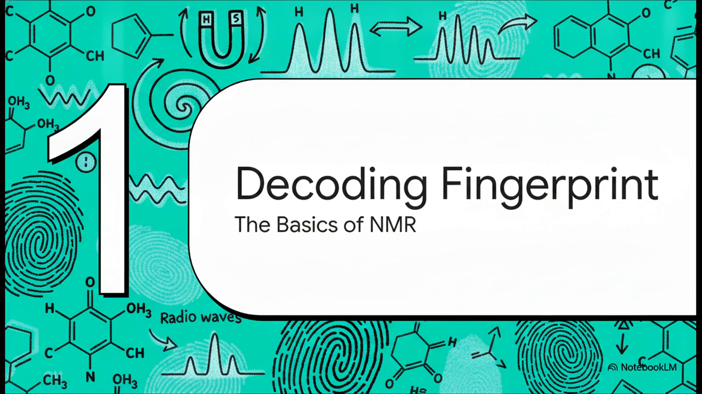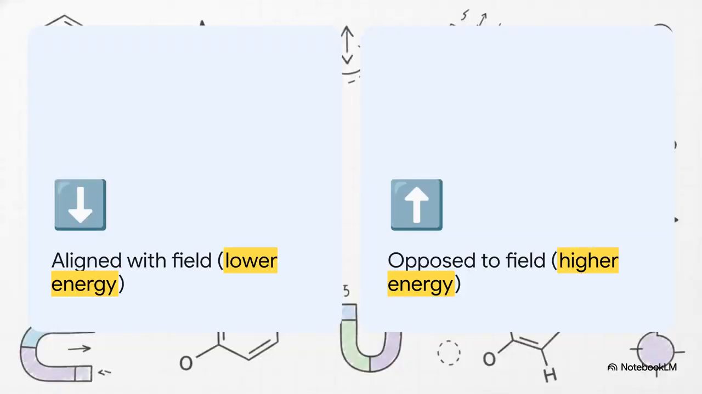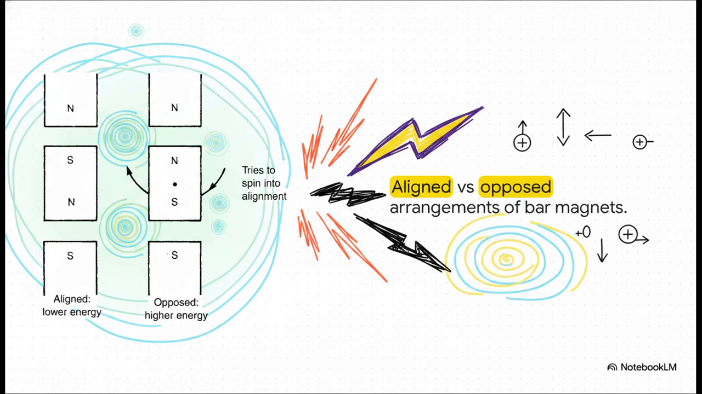Let's just briefly recap the basic mechanics of how this mapping tool actually works. It all boils down to spin. Protons possess a quantized spin of 1/2, meaning they act a lot like tiny little bar magnets. And when you drop them into a strong applied magnetic field, they really just face a choice: relax and align with that field for a nice, lower energy state, or fight against it in an opposed orientation for a much higher energy state. Think of it like a set of ordinary bar magnets.